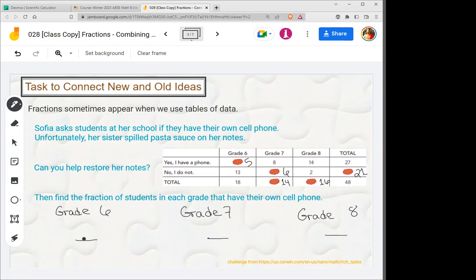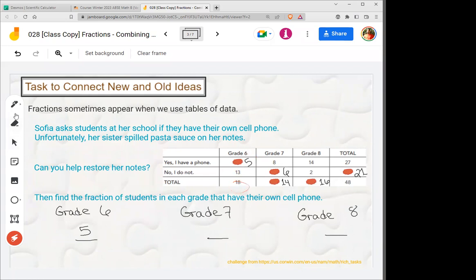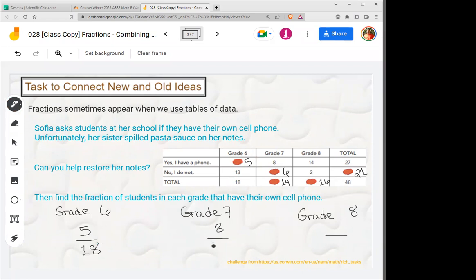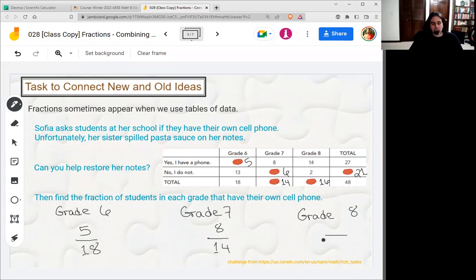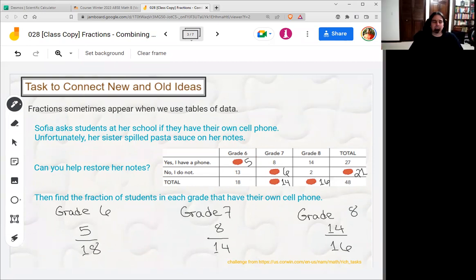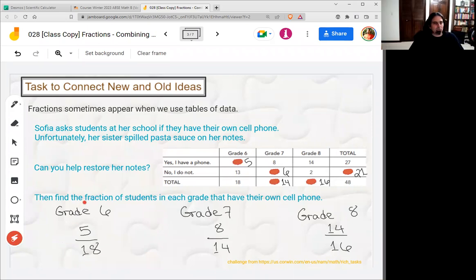So is it 5/27 or no? So just the 6th graders, 5 of them had a phone. How many are total? Oh, 18. 5 out of 18. For the 7th graders, how many had a phone? 8/14. 8 out of 14. And for the 8th graders, 14/16. Yeah. Everyone happy with those answers? Yes. We're not quite sure why they wanted this written as a fraction, but we could do it.